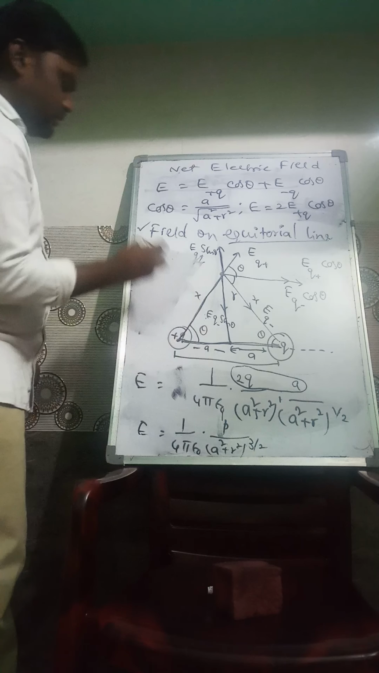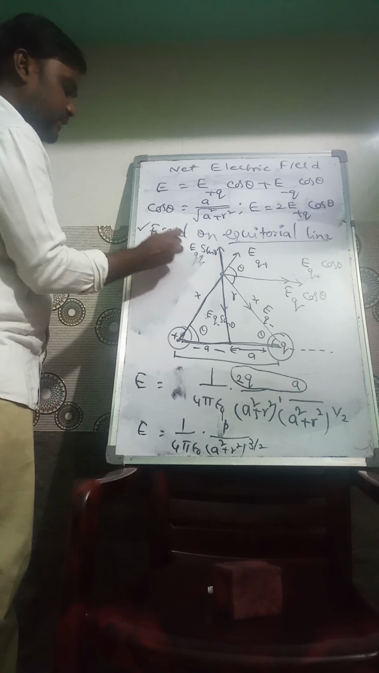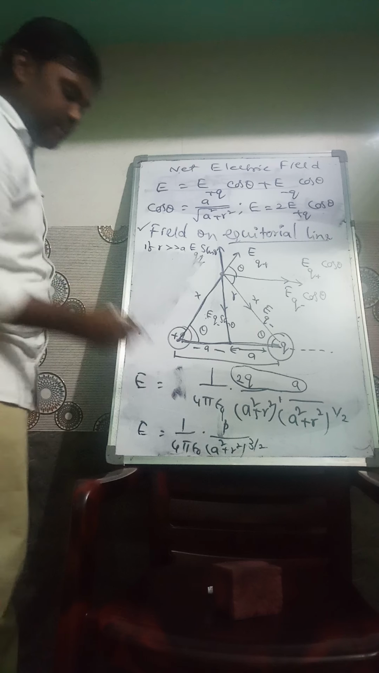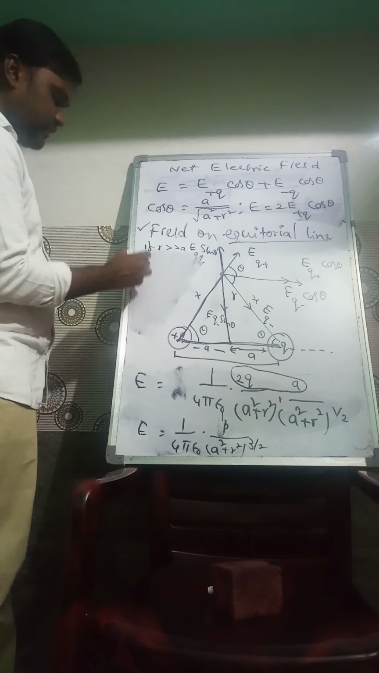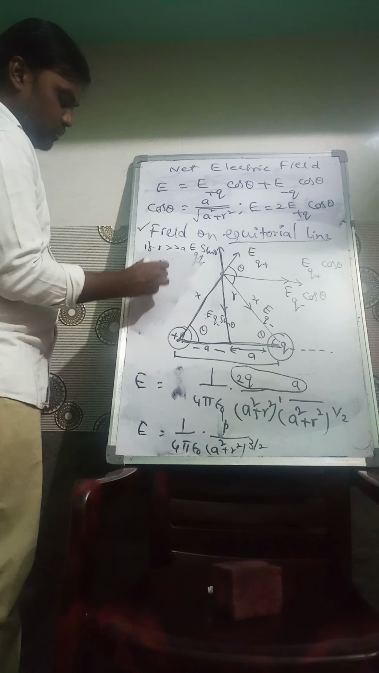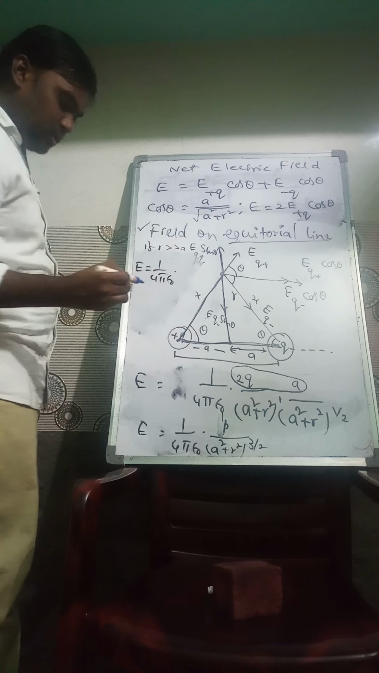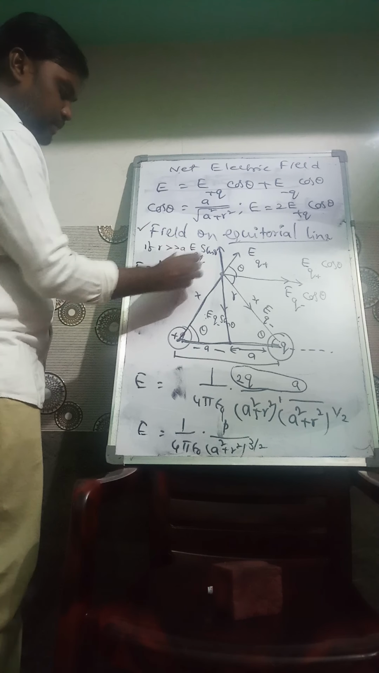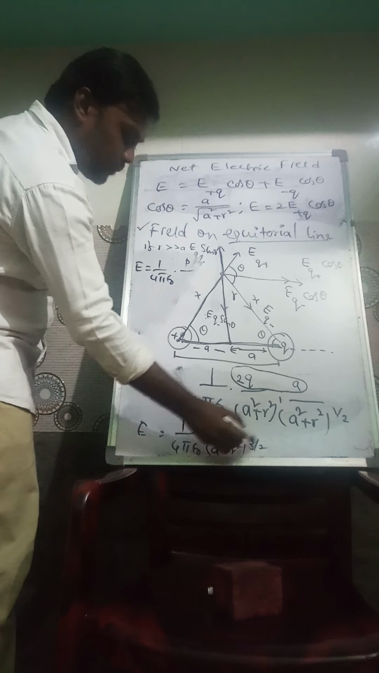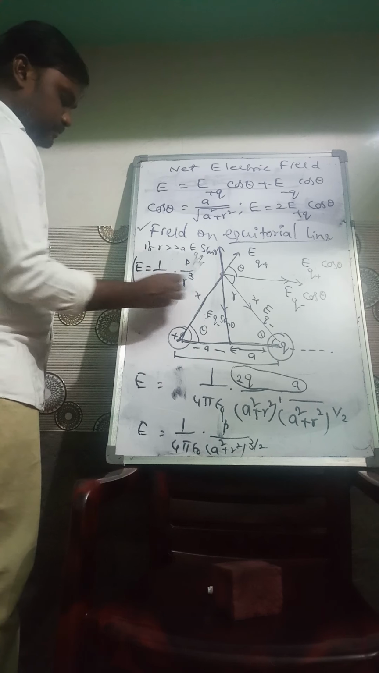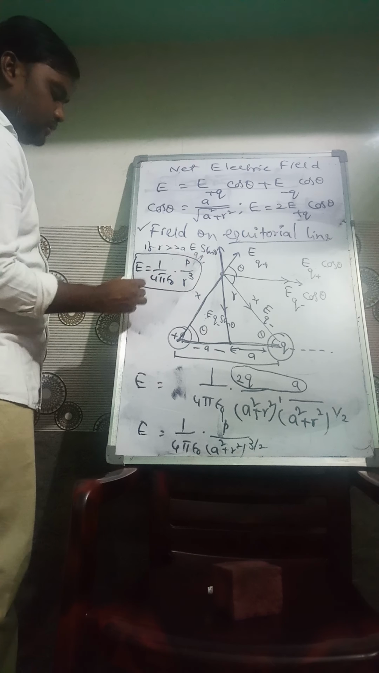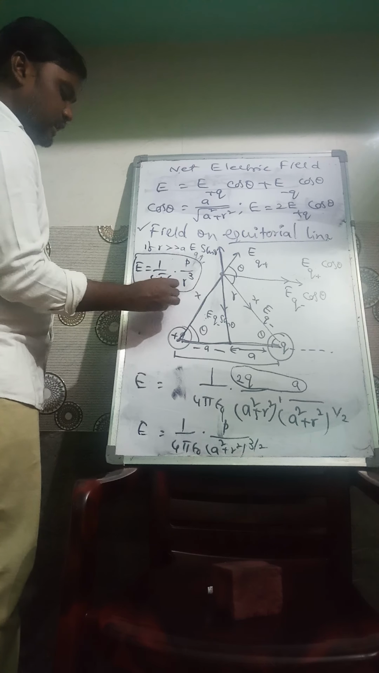In this equation, if r is very much greater than a, then this a square can be neglected. So what we'll get finally is E is equal to 1 by 4 pi epsilon naught P by r square whole power 3 by 2. Here we'll get r cube. This is on the equatorial line.